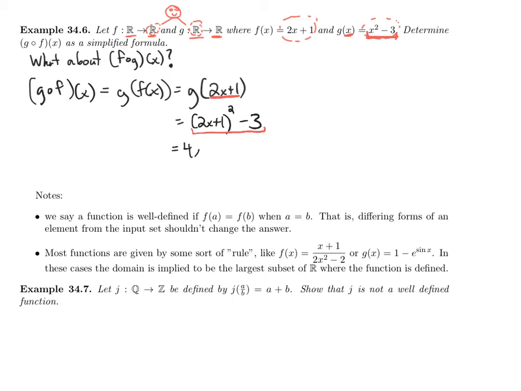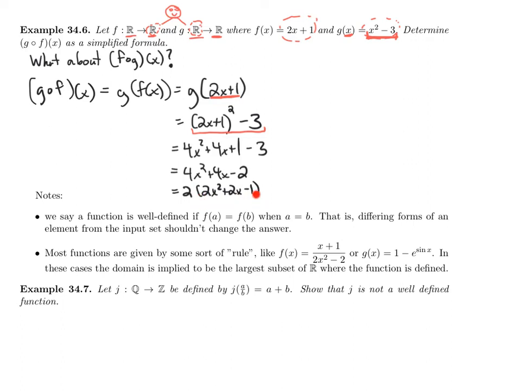Expand this out, we get 4x squared plus 4x plus 1 minus 3. So we can write this as 4x squared plus 4x minus 2. And if you like, let's factor out a 2, and we get 2 times 2x squared plus 2x minus 1. Okay, and you might think, does this factor? This does not factor into nice ax plus b integer type factors, so we can just leave this as 2x squared plus 2x minus 1.